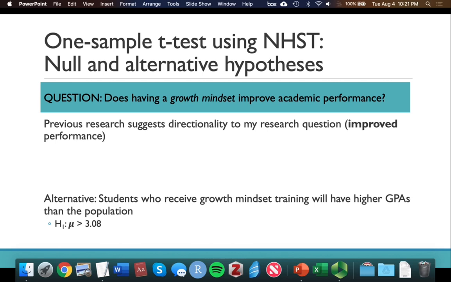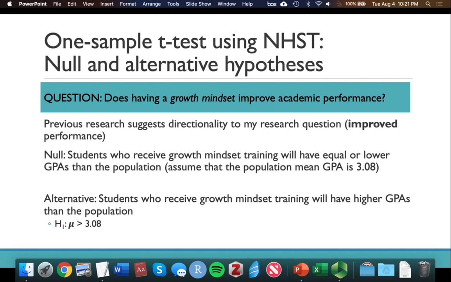Now, once we've established our alternative hypothesis, our null hypothesis must be the opposite. It must exhaust all other logical possibilities. So our null hypothesis will be that students who receive growth mindset training will have equal or lower GPAs than the population. And again, assuming that the population mean here is 3.08. So we'll represent this as H0, that mu is less than or equal to 3.08.